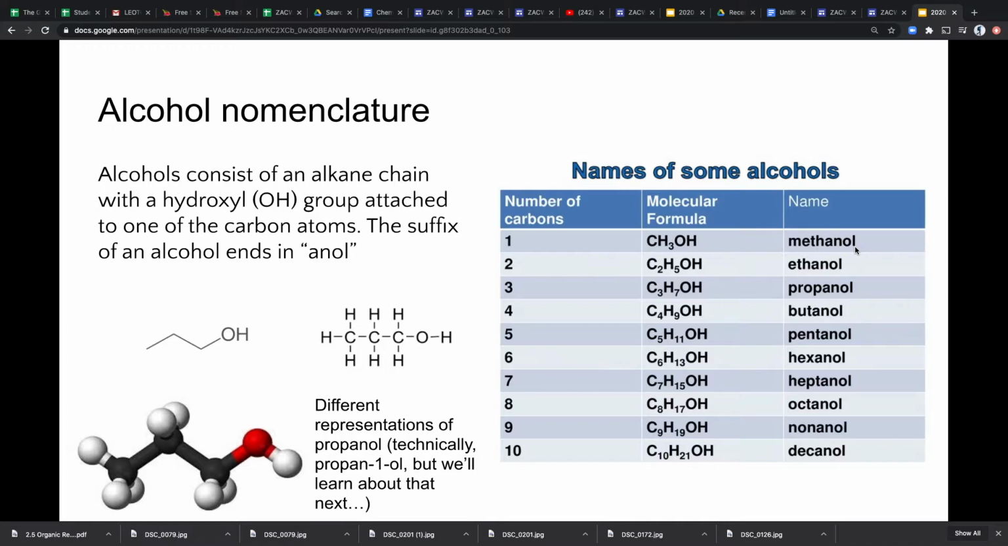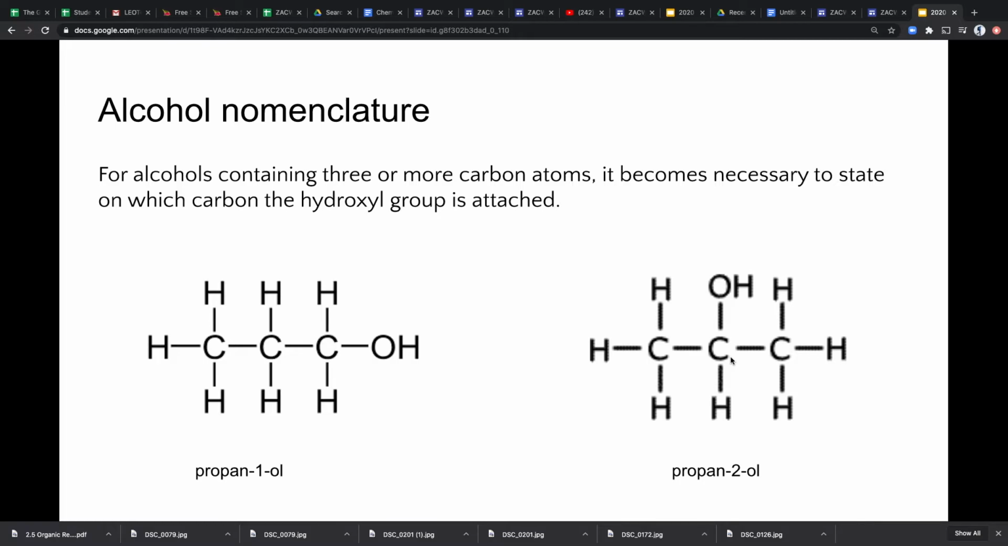And we still will need to use a numbering system to indicate where that hydroxyl group is on a molecule, especially with longer chain molecules, because that OH group could be on any one of the carbons in a long carbon chain. So here are some examples. Propan-1-ol versus propan-2-ol. So the number tells us which carbon in the carbon chain that hydroxyl group is attached to.